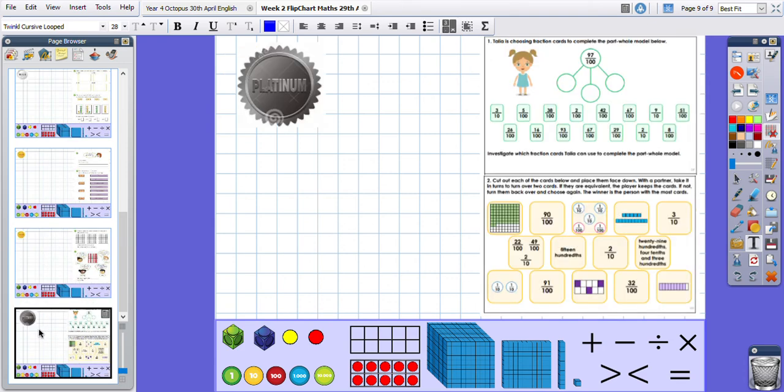For platinum, you have some reasoning questions to go through independently or with your family. I'm aware that you can't cut out the cards if you don't have a printer at home, so you could still match them up in your books as a match-up activity rather than cutting and sticking.